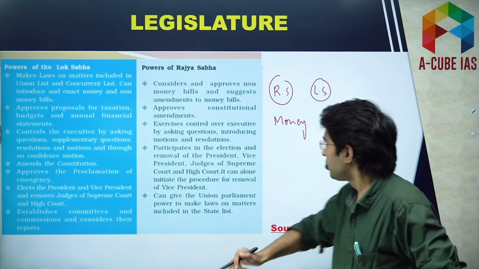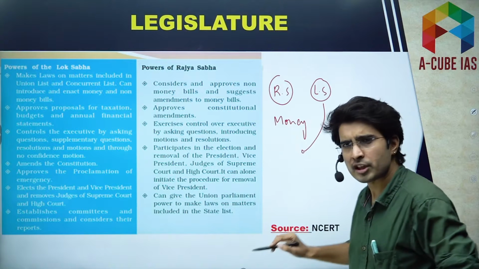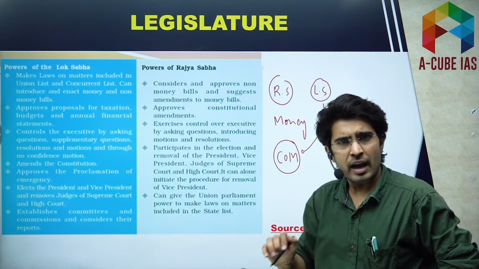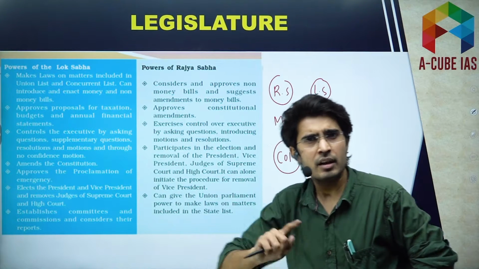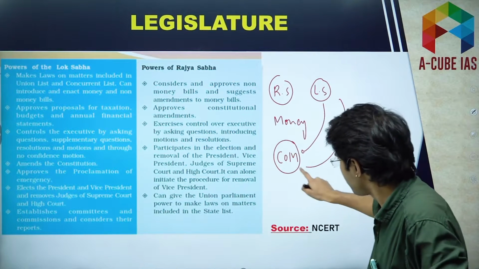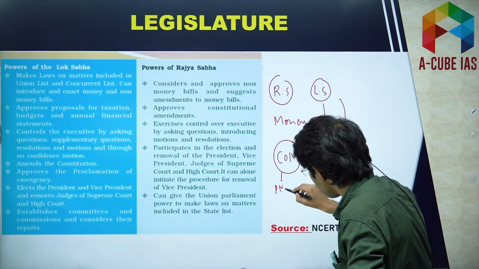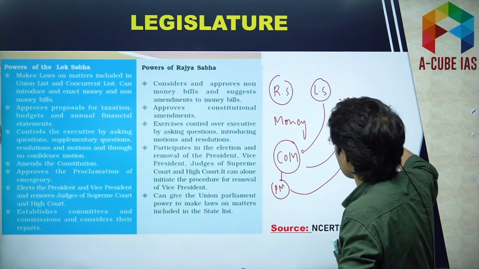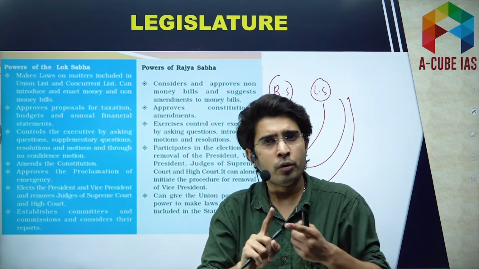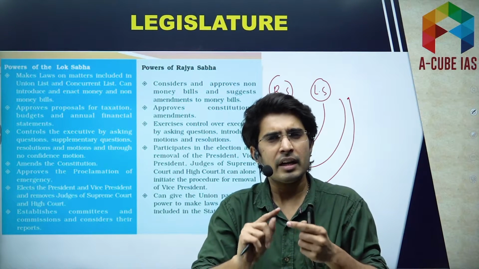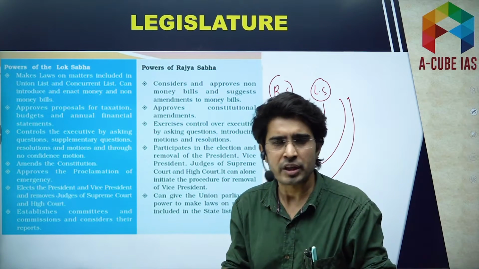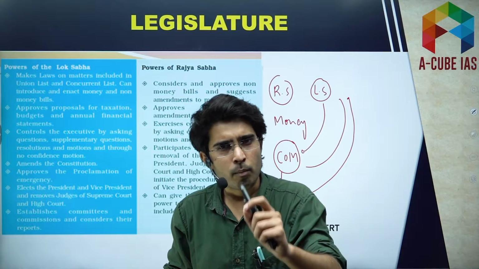Now remember that in Lok Sabha you have the Council of Ministers, and this Council of Ministers is accountable to Lok Sabha. The Council of Ministers, which is headed by the Prime Minister, is accountable to Lok Sabha, but it is not accountable to Rajya Sabha. As a result, a no confidence motion cannot be introduced in Rajya Sabha. It will always be introduced in Lok Sabha. This is another important fact.